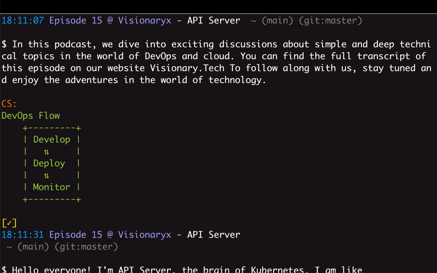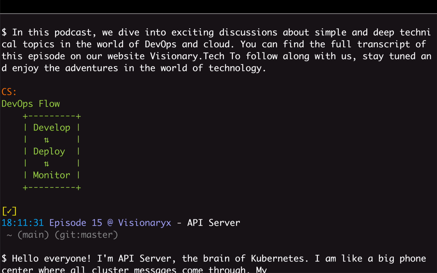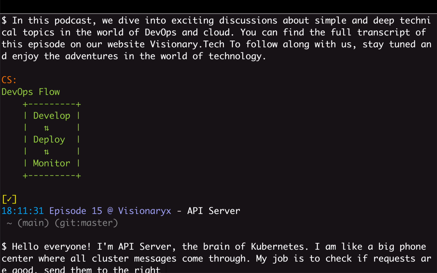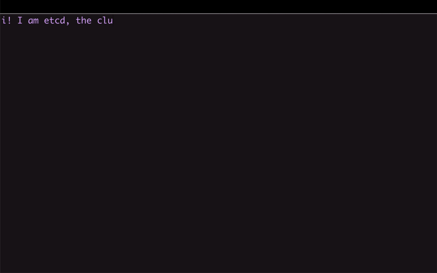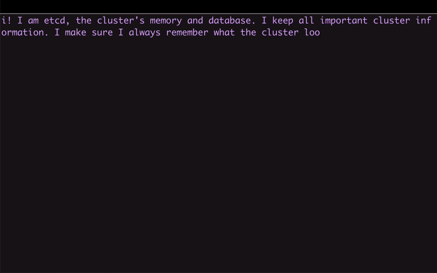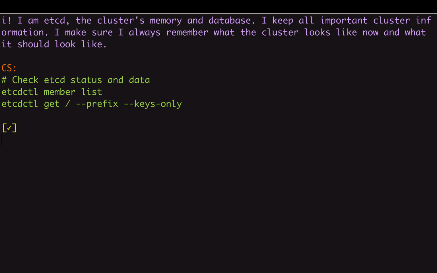Hello everyone, I'm API Server, the brain of Kubernetes. I am like a big phone center where all cluster messages come through. My job is to check if requests are good, send them to the right place, and make sure everything follows the rules. Hi, I am etcd, the cluster's memory and database. I keep all important cluster information. I make sure I always remember what the cluster looks like now and what it should look like.